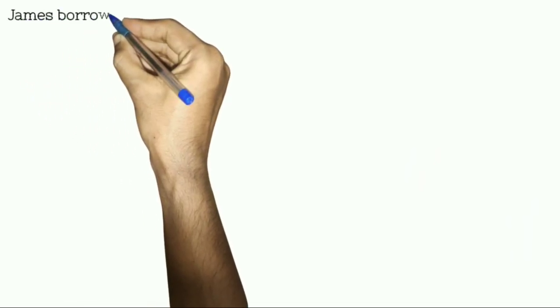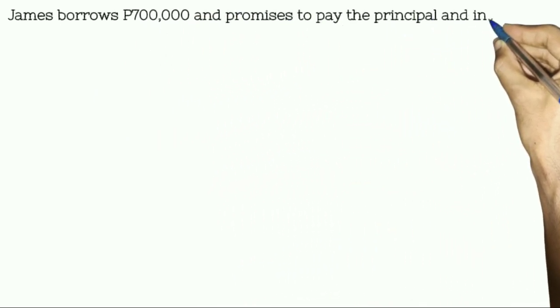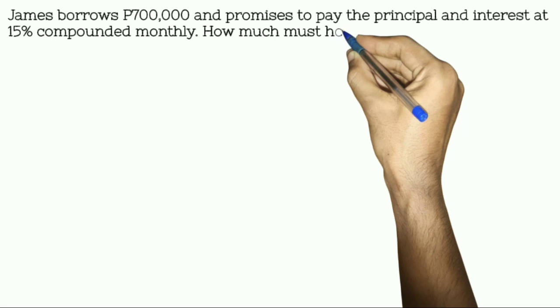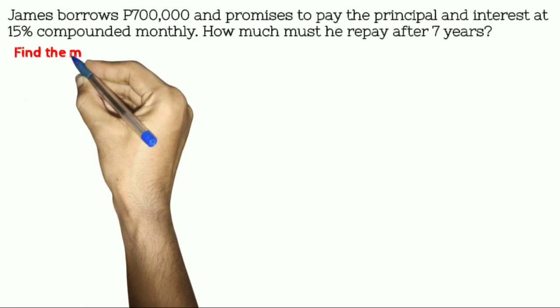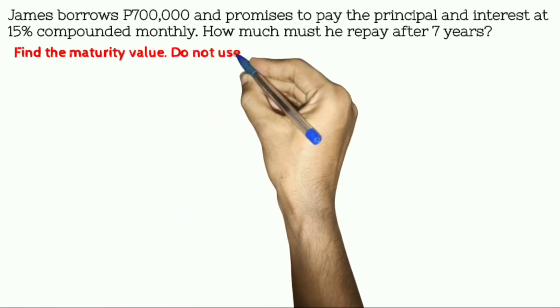One-time payment example number 2. James borrows 700,000 pesos and promises to pay the principal and interest at 15% compounded monthly. How much must he repay after 7 years? This problem involves compound interest, and we are required to find the maturity value or the future value or the accrued amount. Since this is a compound interest, we will not use the formula F is equal to P times the quantity 1 plus RT.